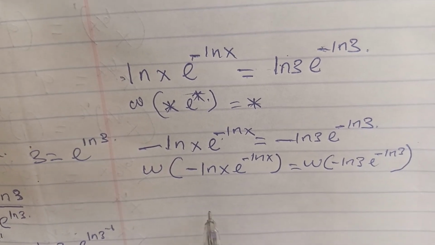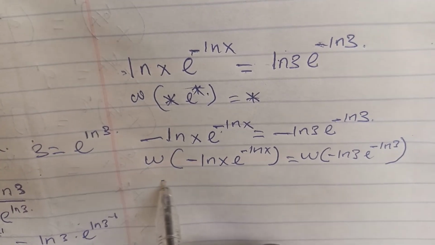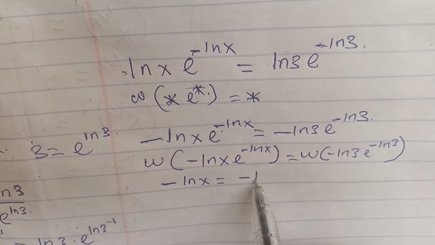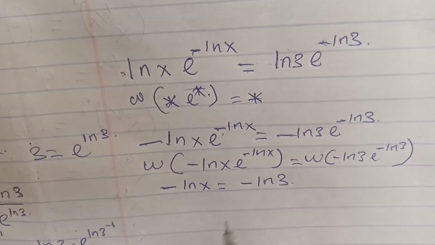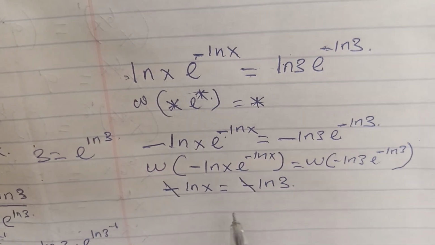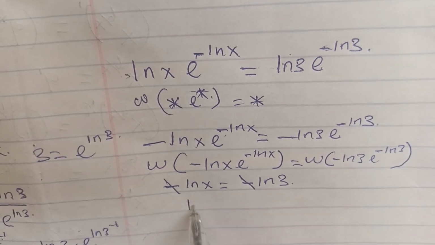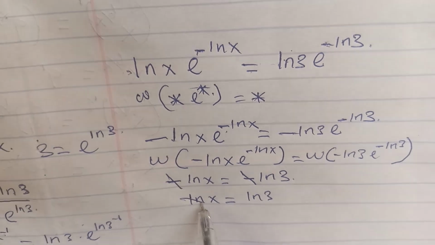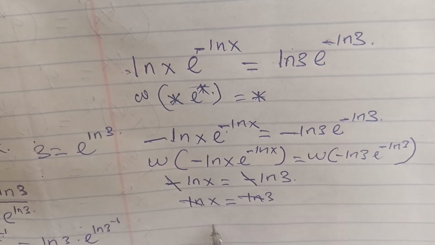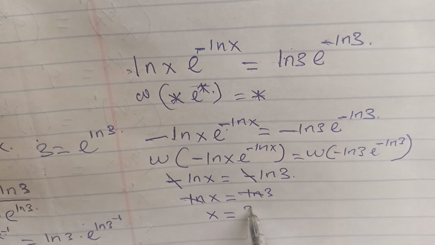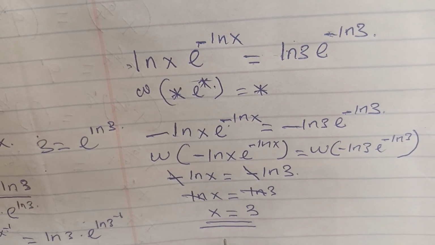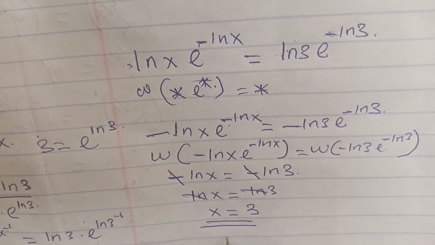We should do this. So we are now having negative ln x is equals to negative ln 3. So this negative sign will cancel off this negative sign. Okay, we're now having ln x equals to ln 3. So this ln will cancel off this ln. So we're now having x is equals to 3. So this is the value for x.